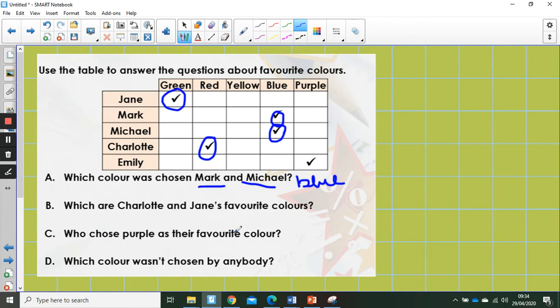Who chose purple as their favourite colour? So we're going to look at our headings. We'll find purple. There it is. We'll read down the purple column until we find our tick, and we'll read across, and we can see that the favourite colour, purple, was chosen by Emily.